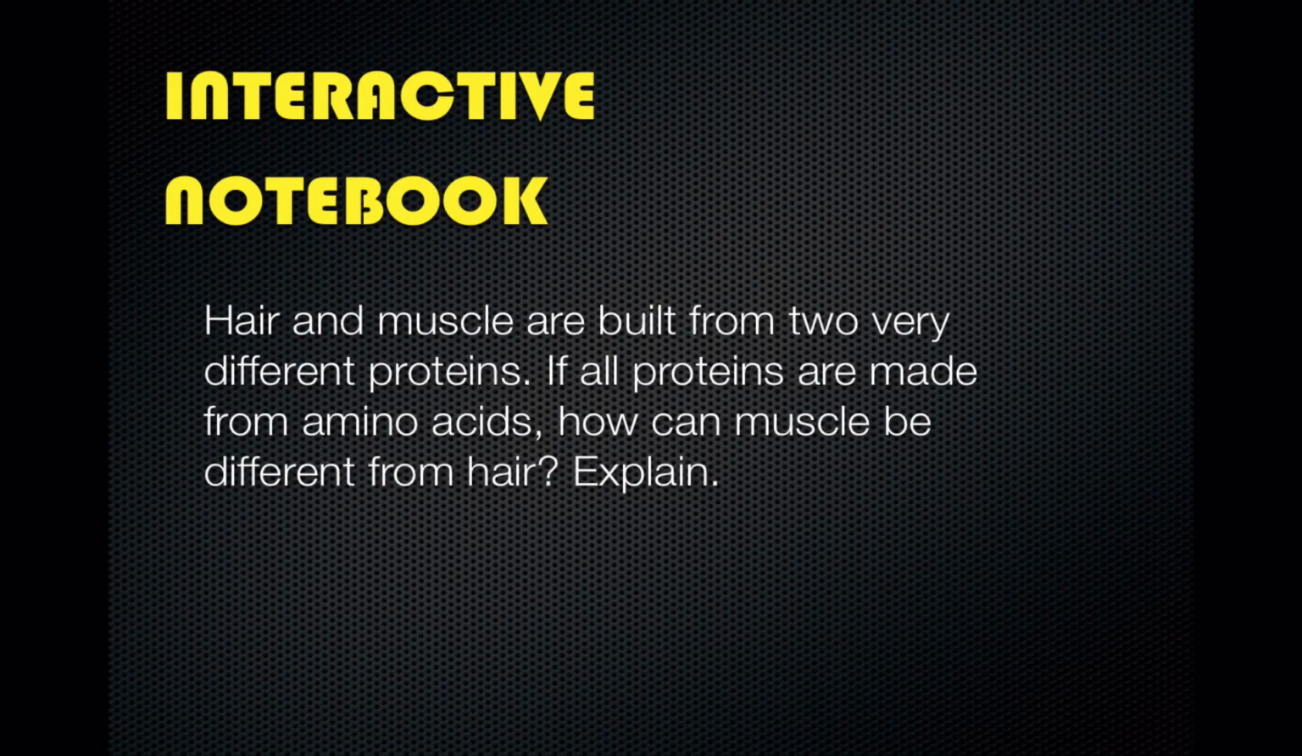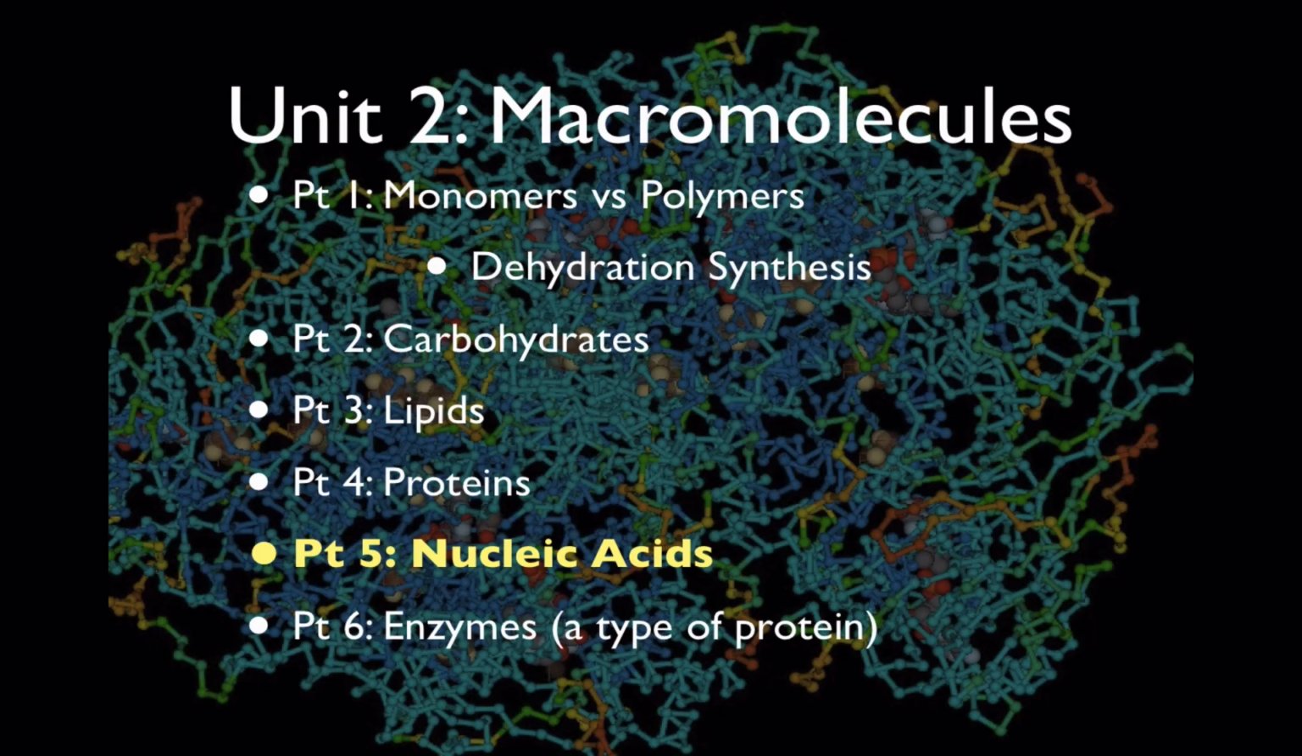All right, hair and muscle are built from two very different types of proteins. If all proteins are made from the same set of 20 or so amino acids, how can muscle be different from hair? Can you guys explain this? If you can, then that would convince me you understand the difference between structural and functional proteins.